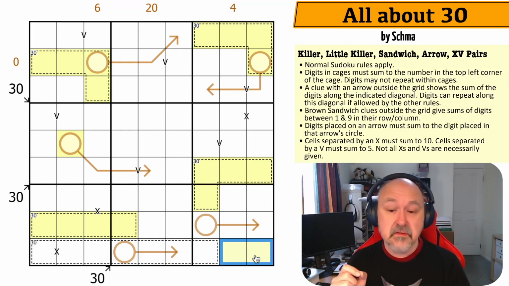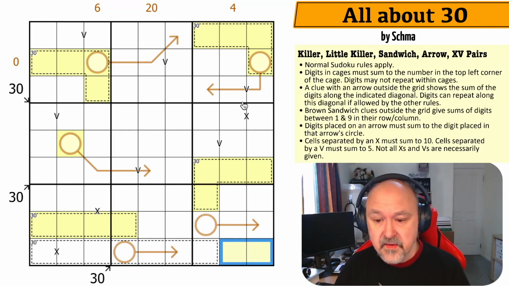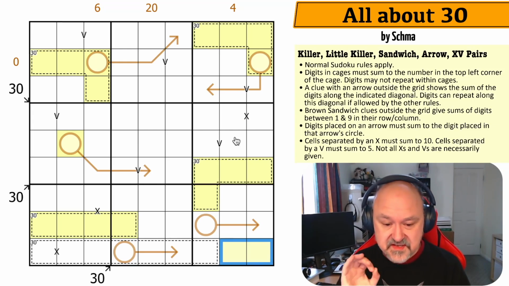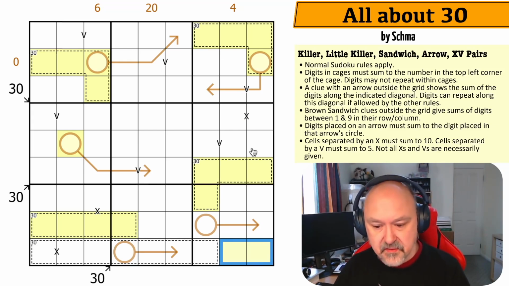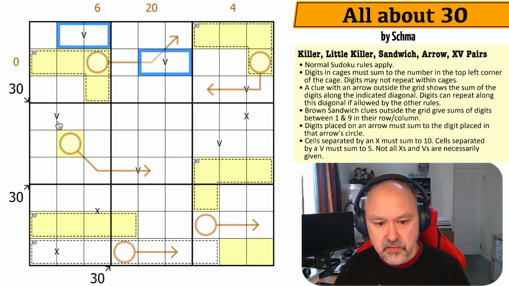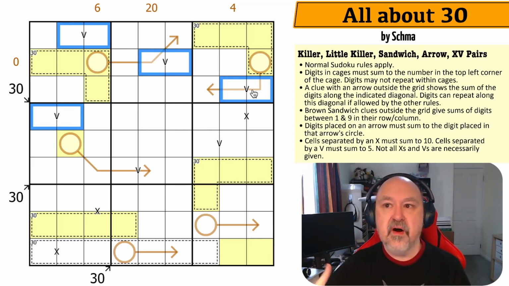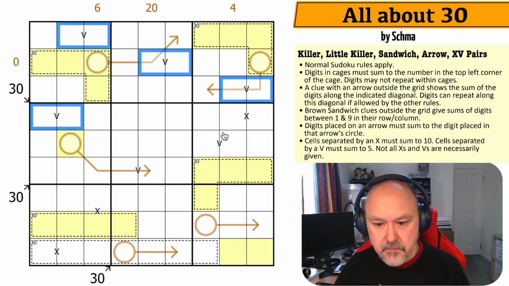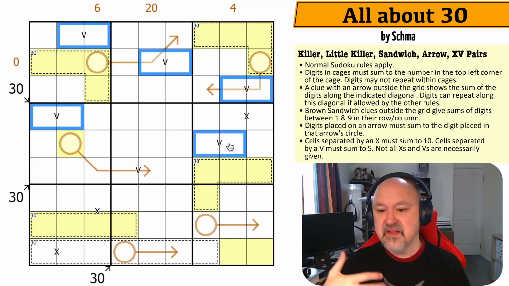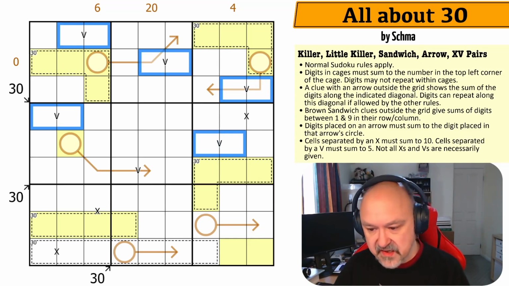Now, in this puzzle, there's a few things going on here. So the next thing I'm going to do is mark all of these V clues. Now, a V clue must sum to 5. You can never put anything 5 or higher on a V clue because if you do, then the other digit will have to be either 0 or negative. So those are all low digits.